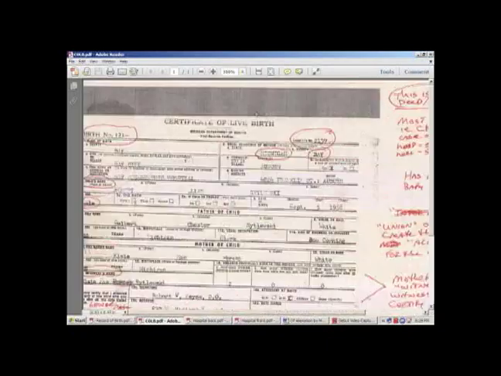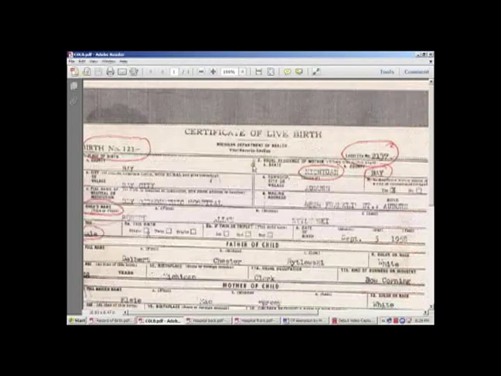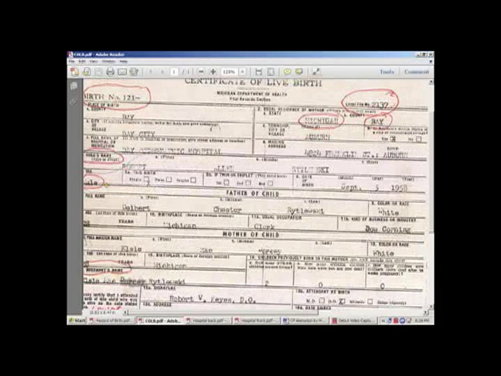So I've got to make this bigger so we can actually read this. Forget the notes for a minute. How big can we get this? Okay. So as you can see, everything is in capital letters. Michigan, Bay, child's name is in capital letters.